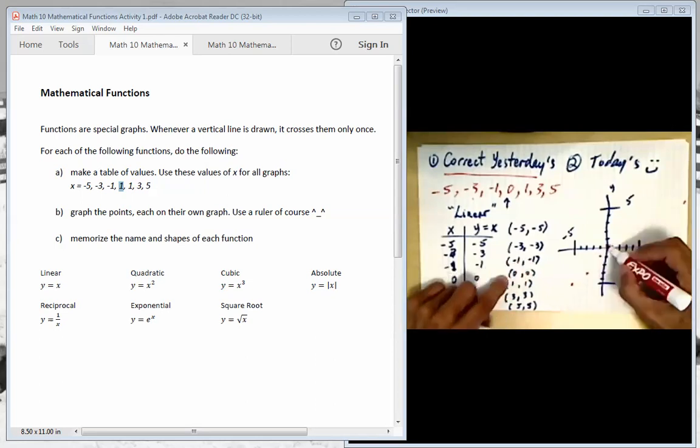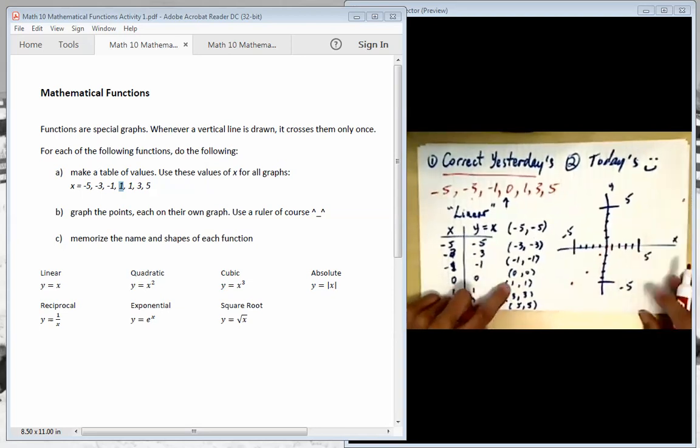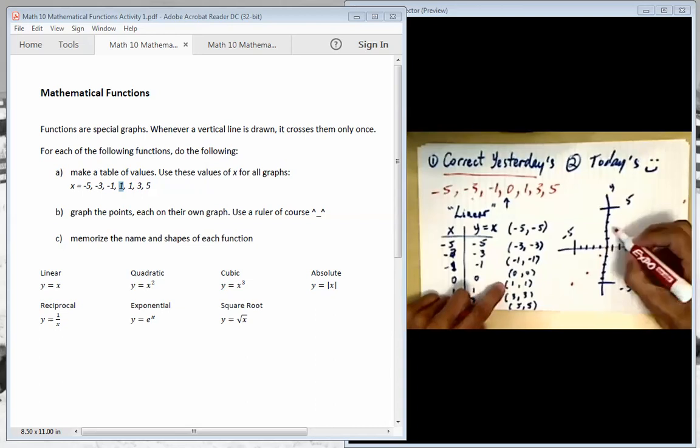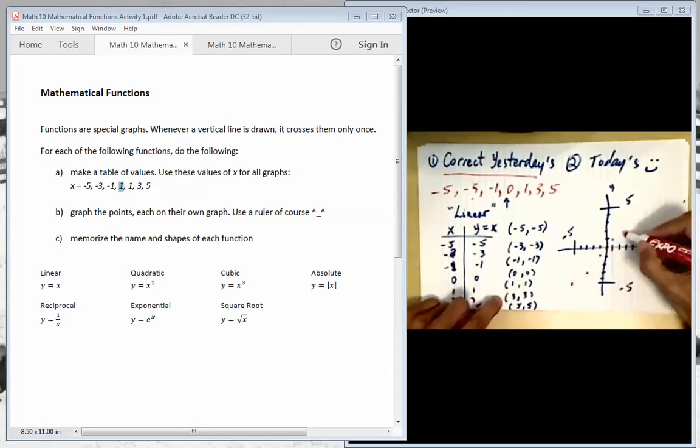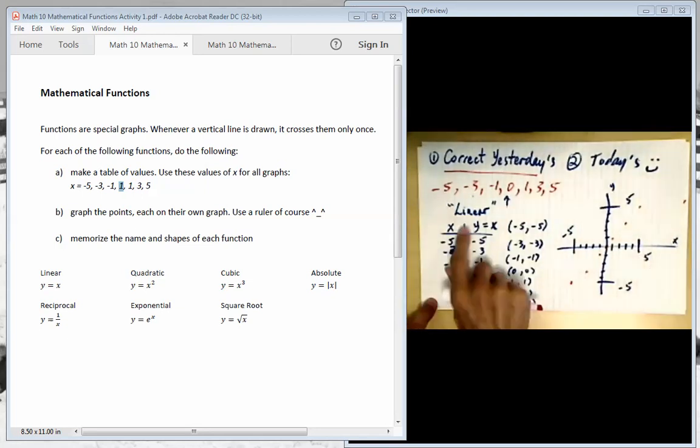0 and 0 goes nowhere. Now these are all positive, so they're going to the right and then up. Right by 1 and then up 1. Right by 3, up by 3. Right by 5, up by 5. And if you do it carefully and properly, you'll see that for this particular equation, the first one, you get a good looking straight line happening.